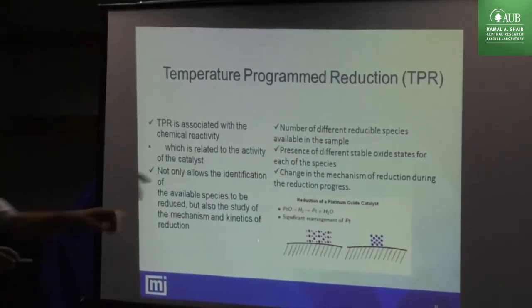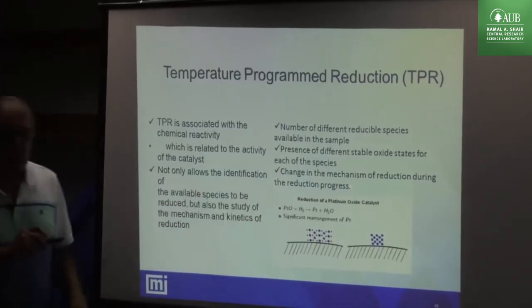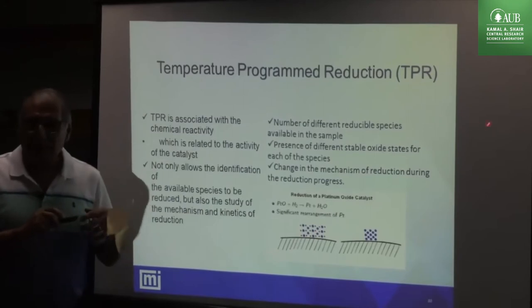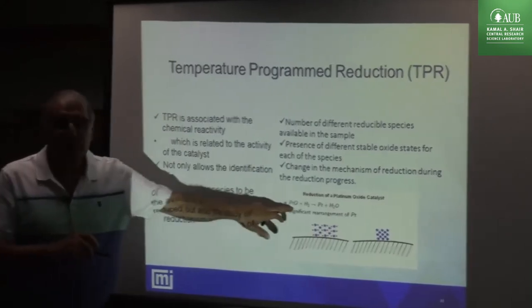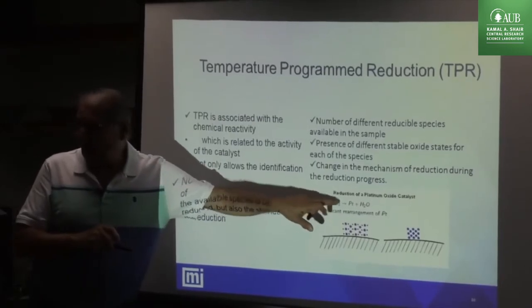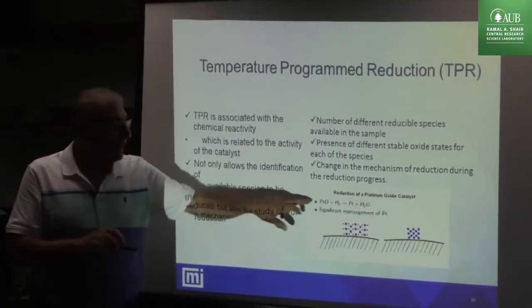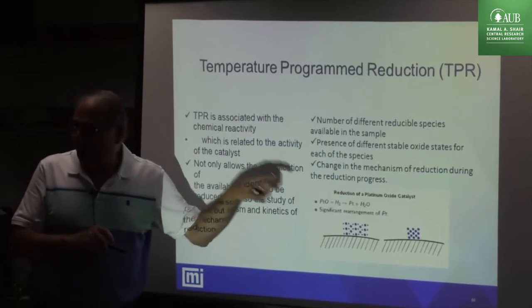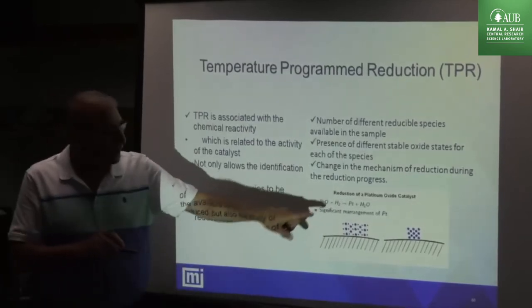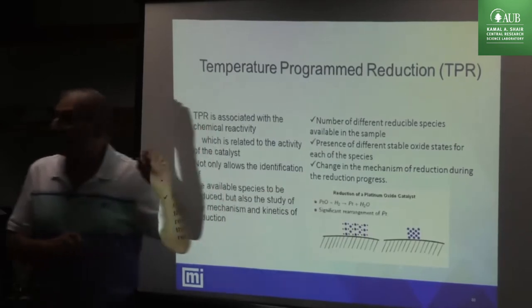So, in order to quantify the amount of oxide, the first thing I do is oxidize the sample. Why oxidize the sample? Because I need to have the stoichiometric reduction. If you have Pt and hydrogen, then you cannot tell how much platinum you have. But if you have PtO, by knowing the amount of hydrogen, and the stoichiometry is 1:1, you can tell how much platinum you have on the surface.